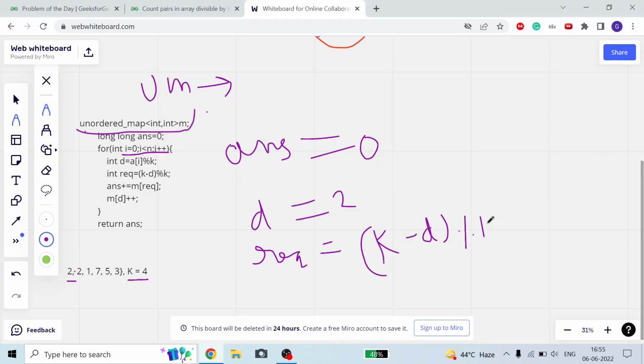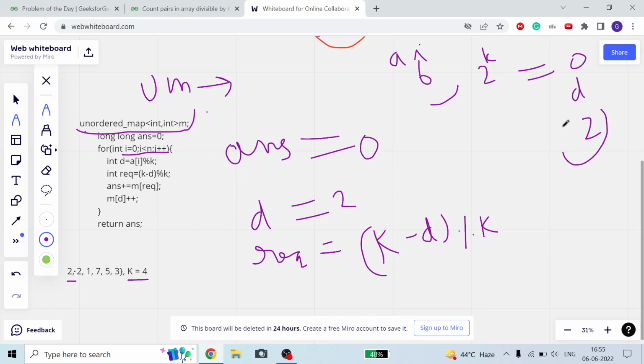Why are we doing its modulo? Suppose we have a number 6 and k is equal to 2, then 6 modulo 2 is equal to 0, means d in this case will be 0. Here this is our k, this is our ai, our ith number. Now what is our requirement if we don't take modulo k? k minus d, k is 2, 2 minus 0, that is 2.